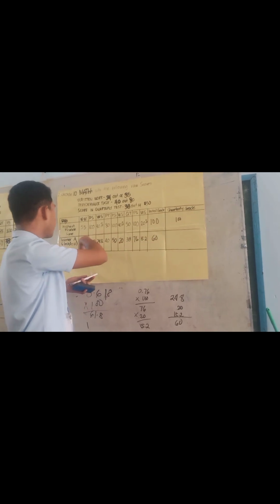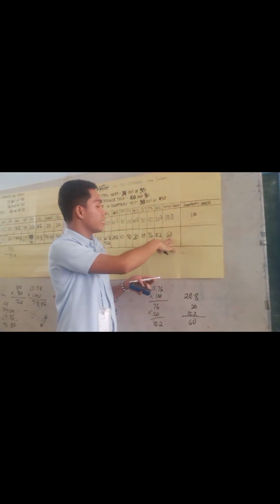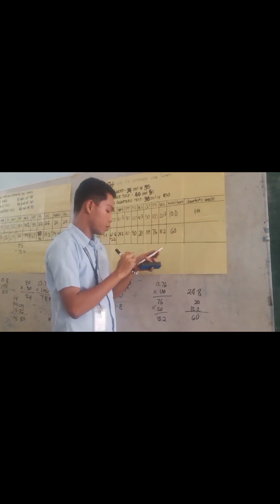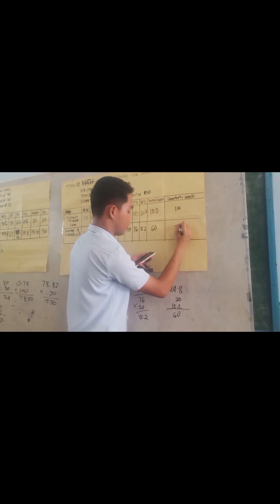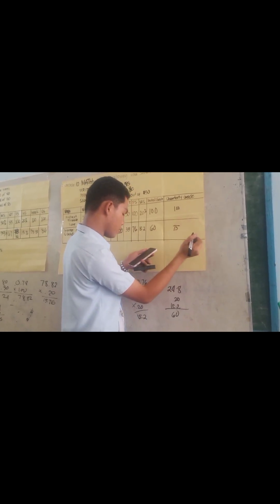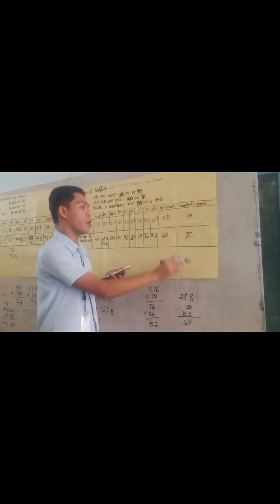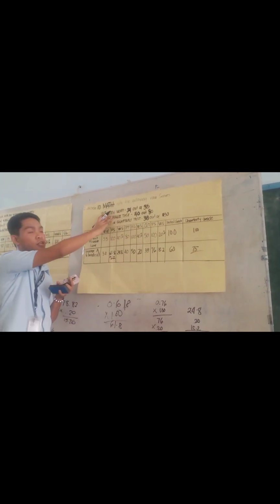So the quarterly grade of the learner A, let us transmute the 60% to 75. 75%. This is the quarterly grade of the learner A in his or her math subject. So now let's proceed to our task 2.